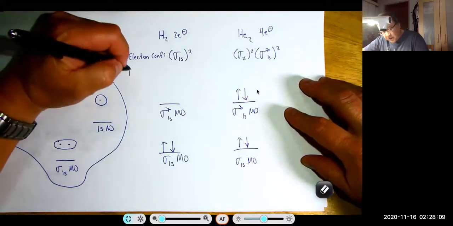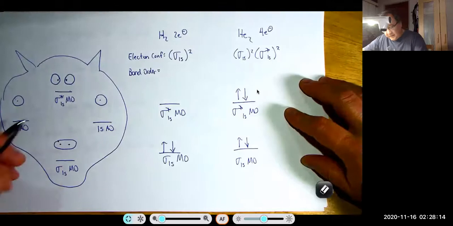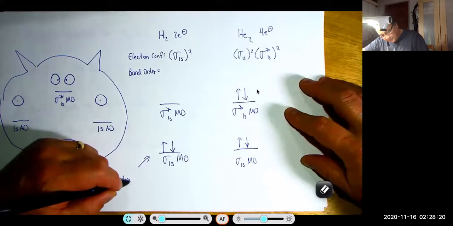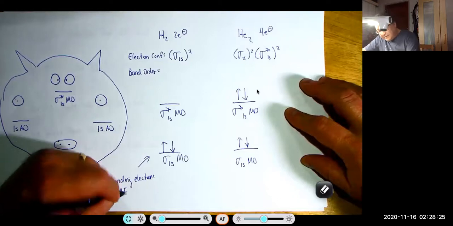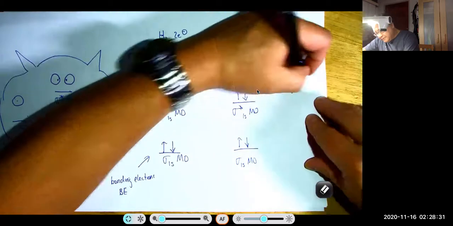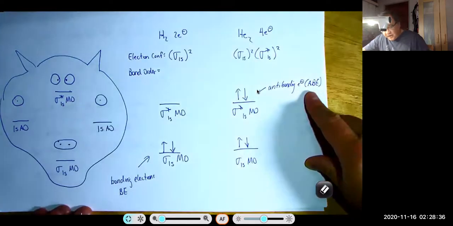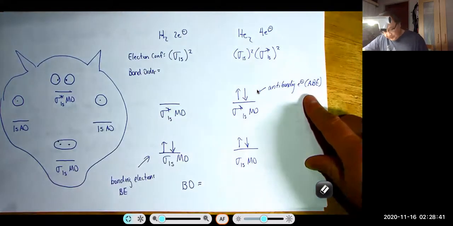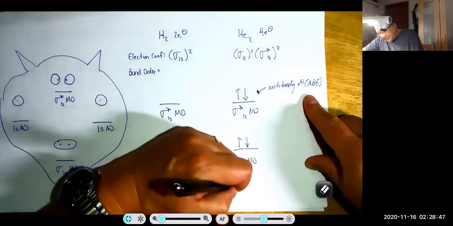We can get something called the bond order. The bond order is going to be equal to the, here, these are called bonding electrons, which would be BE. These are anti-bonding electrons, which would be called ABE, anti-bonding electrons. And the bond order is going to be equal to 1/2 of the bonding electrons minus the anti-bonding electrons.